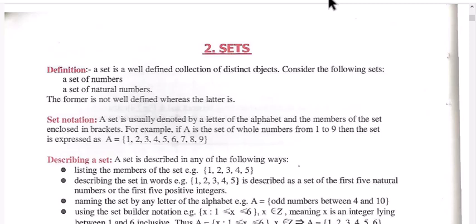First things first, we need to define what a set is. A set, by definition, is a well-defined collection of distinct objects.